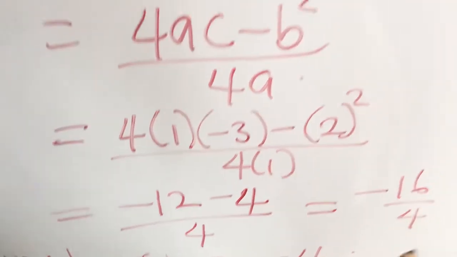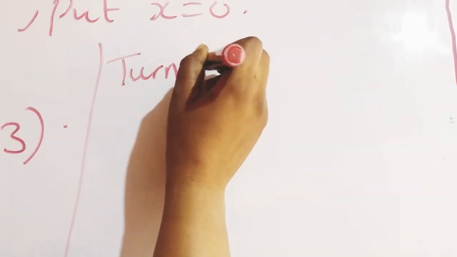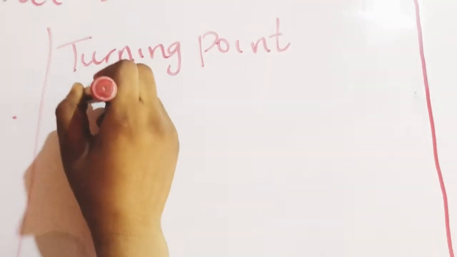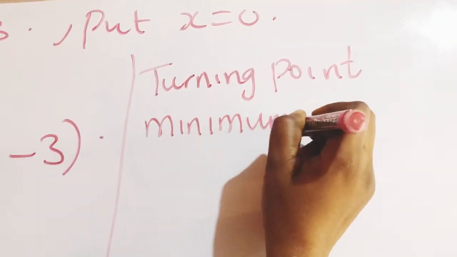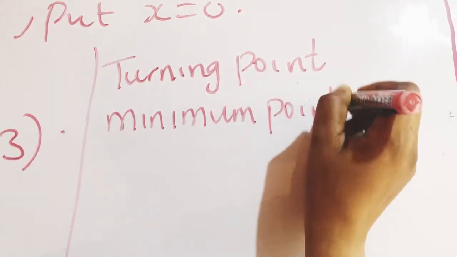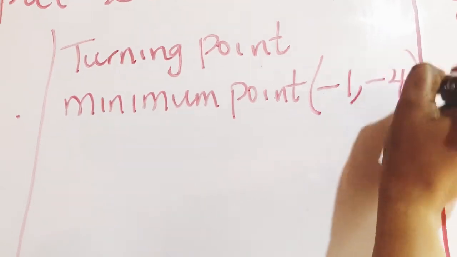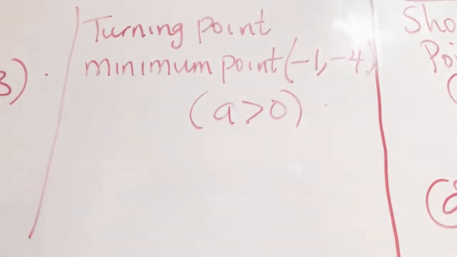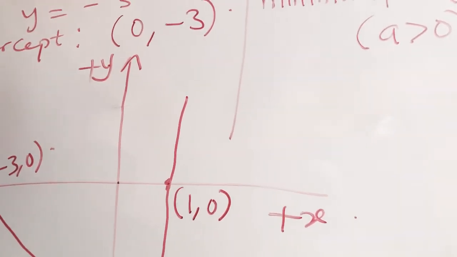So now the turning point, let's write it here. The turning point, that is the minimum point, will now be equal to minus 1 comma minus 4. That is when a is greater than 0. So we are done with that one. So let's solve the questions.